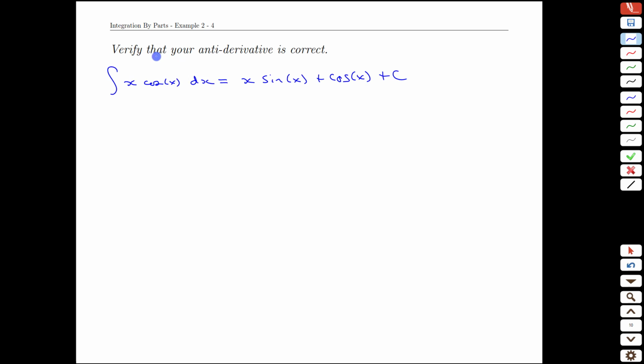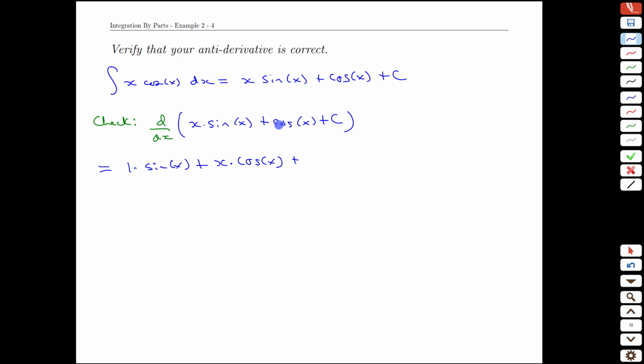Again, given that this process is new, we should verify that our antiderivative is correct. We do that by writing out our integral, and then our check is that the derivative of that right-hand side gets us back to the x cos x. So we take the derivative of x sine of x plus cos of x plus c. What does that equal? Well, we have a product rule first, so we'll have derivative of the first times the second plus the first times the derivative of sine, which is cos, plus the derivative of cos by itself, which is negative sine, and plus c's derivative is 0.